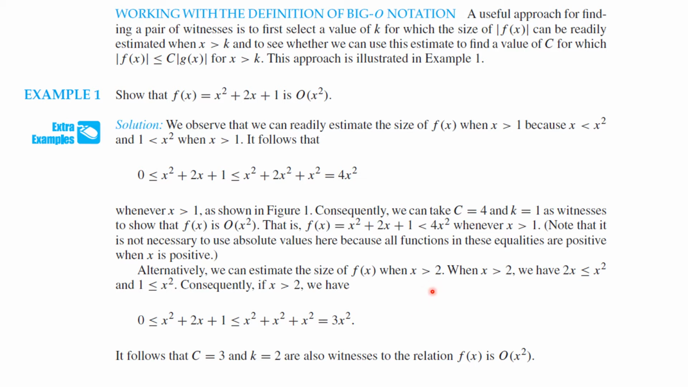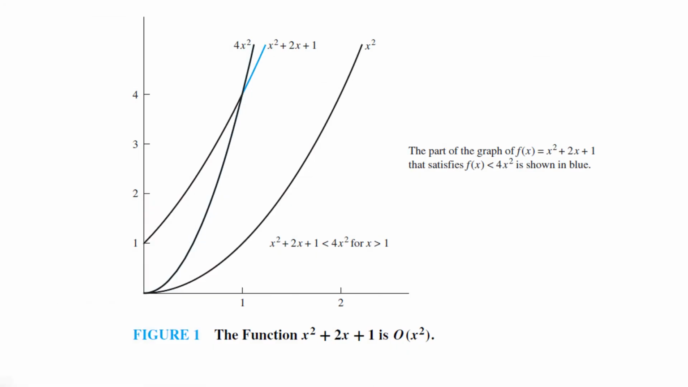Now we could have done different numbers and done different kinds of things, and you might want to look at this example, but we have demonstrated that f of x, x squared plus 2x plus 1, is big O of x squared. And if we looked at a picture, what that means is that here's the graph of x squared plus 2x plus 1. And if I look at the graph of 4x squared, that gets bigger and stays bigger after I am at 1. And so you see that that demonstrates what we have.